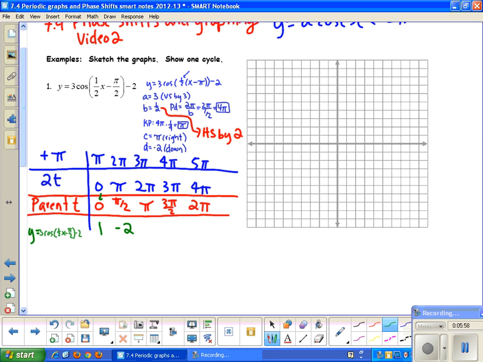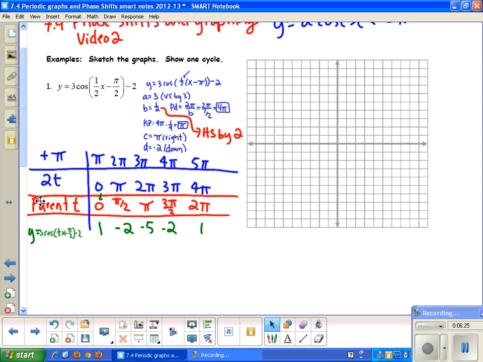The next one, when I plug in 3 pi and I undo everything I did, I'm going to end up with pi. So the cosine of pi, sorry, is negative 1 times 3 gives me negative 3 minus 2 is negative 5. And then the next value is going to be negative 2 and 1 because we know they repeat.